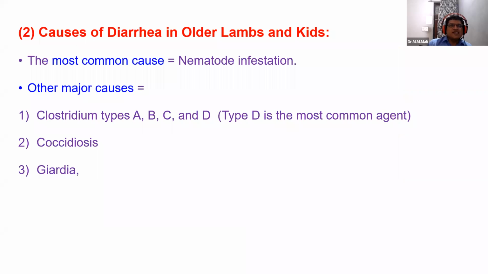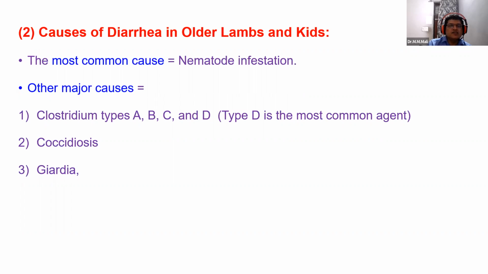Now, coming to next section of this diarrhea in sheep and goat, the cause of diarrhea in older lambs and kids. So the most common causes of diarrhea in older lambs and kids is always parasitic infestation, and among this parasitic, nematode infestation has been regarded as most common.